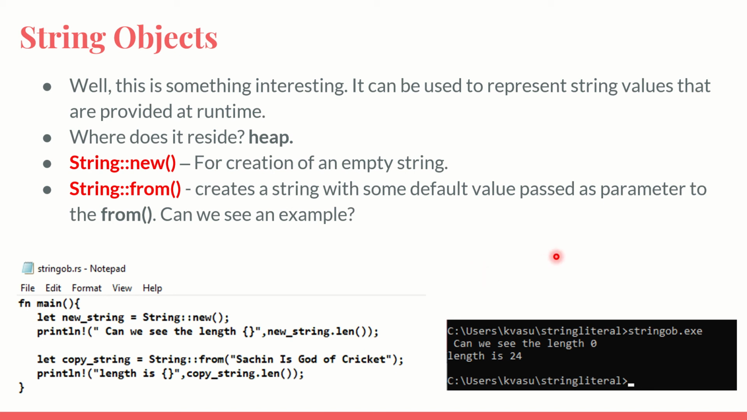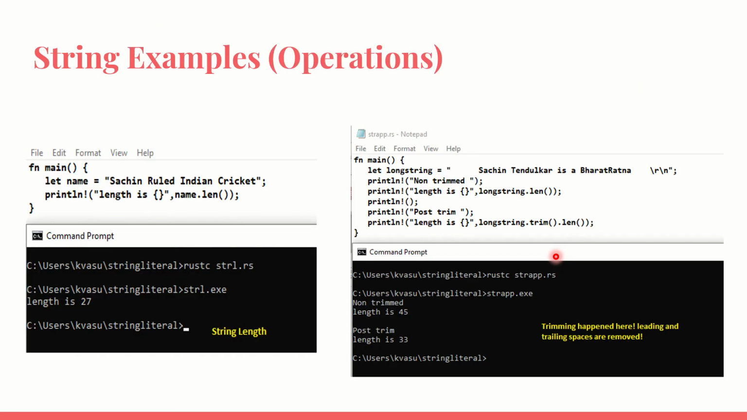That's all. The major difference between the string literals and the string objects is this. String literals are used during the compile time. The string objects are going to help you with the runtime content. That's a major difference, and understand it.